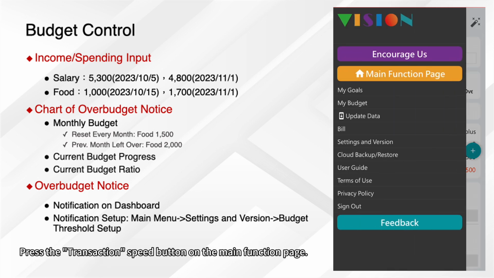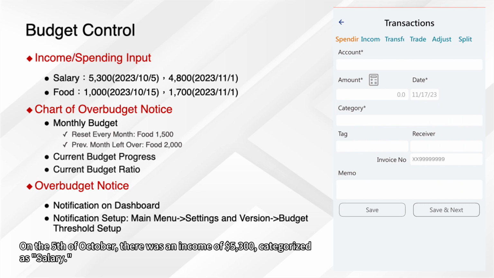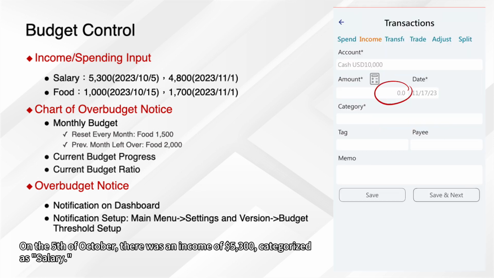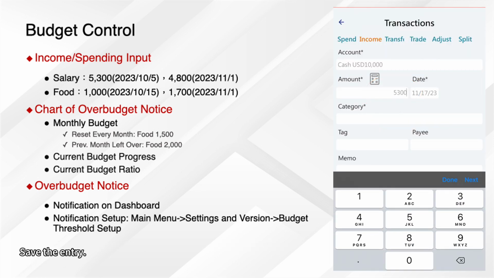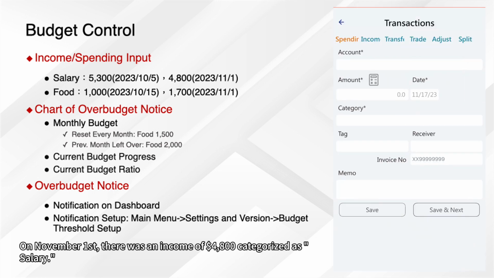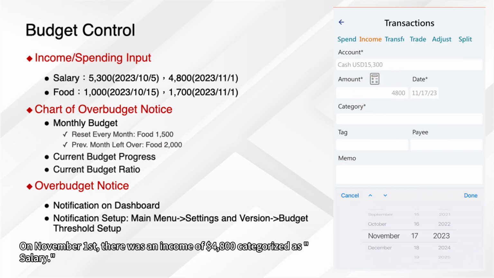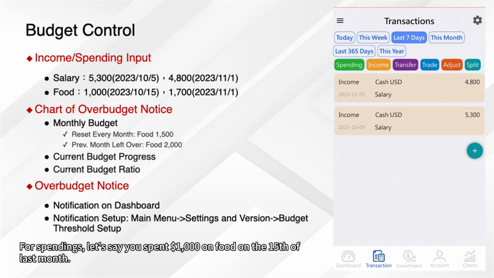Press the Transaction Speed button on the main function page. On the 5th of October, there was an income of $5,300 categorized as salary. Save the entry. Alright, moving on to this month's salary. On November 1st, there was an income of $4,800 categorized as salary. Save the entry. For spendings, let's say you spent $1,000 on food on the 15th of last month.